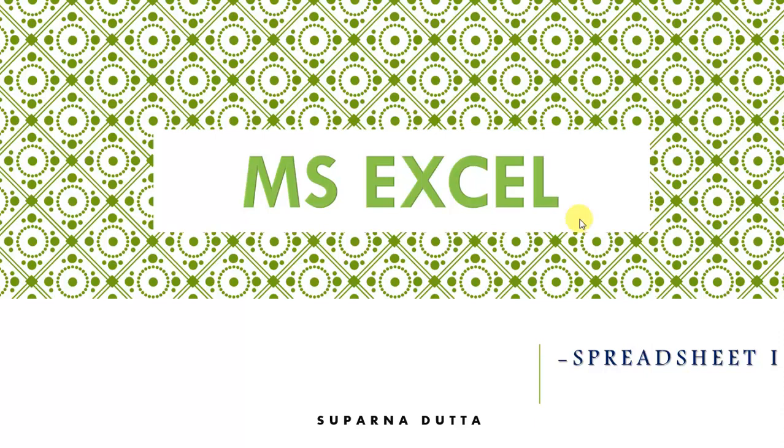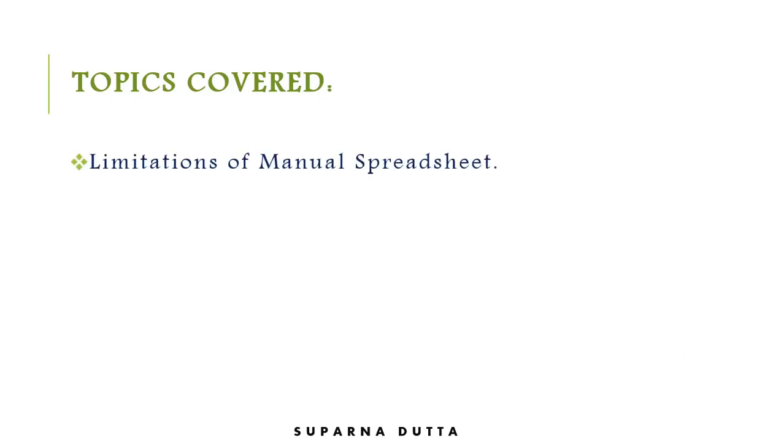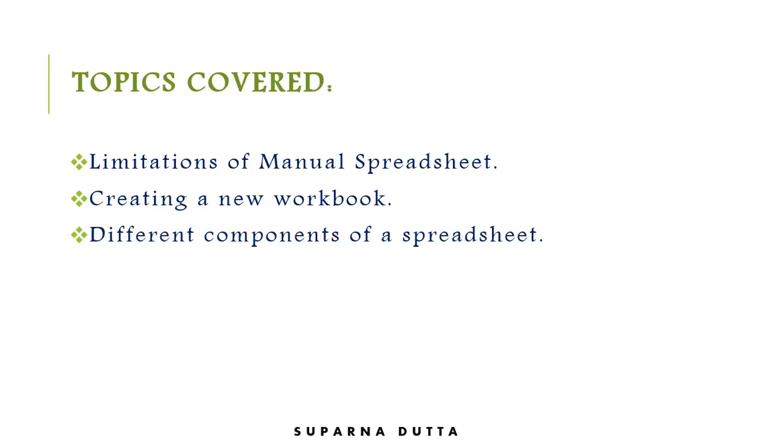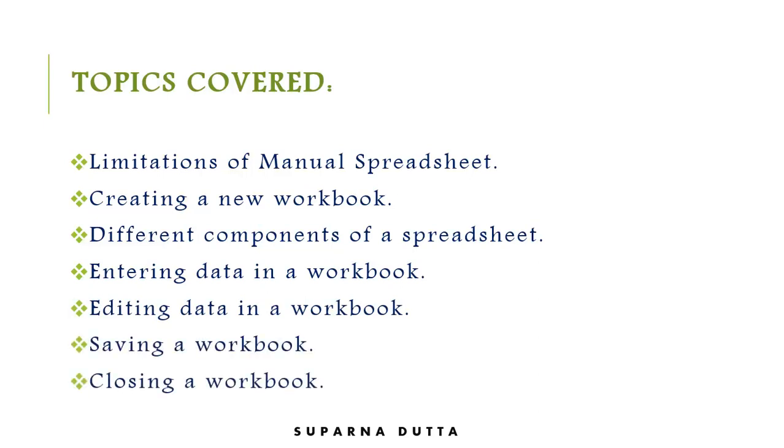Let us see what are the topics that we are going to cover in today's lesson. The first topic is why we should learn electronic spreadsheet. So we will discuss the limitations of manual spreadsheet. Then we will learn how to create a new workbook, the different components of a spreadsheet, how to enter data in a workbook, how to edit the data in a workbook, how to save it, and how to finally close a workbook. Now first let us discuss the limitations of manual.